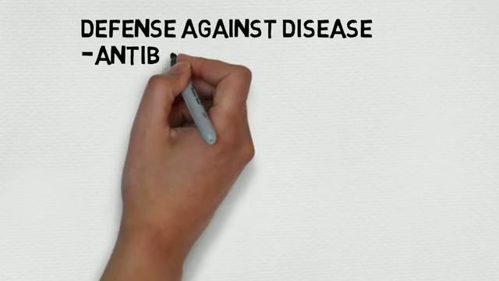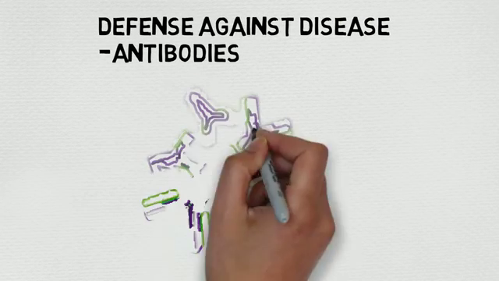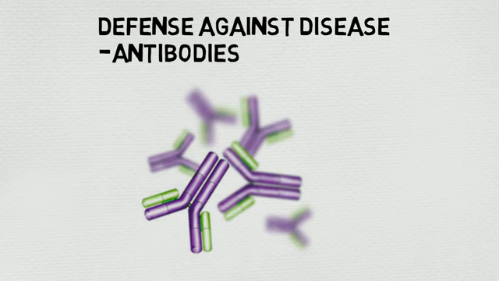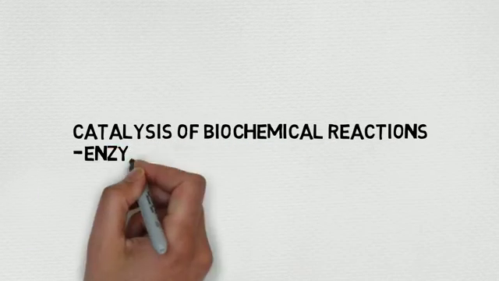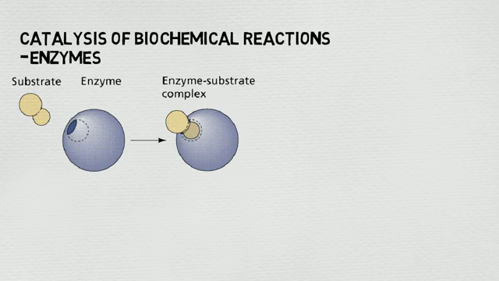Next, we have defense against disease. So proteins form antibodies that help prevent infection, illness, and disease. Following, we have the catalyst of biochemical reactions. Enzymes are proteins that increase the rate of chemical reactions in the body.